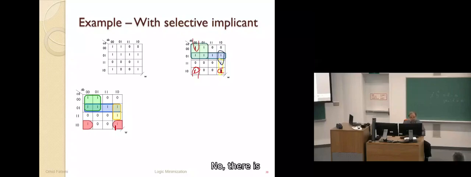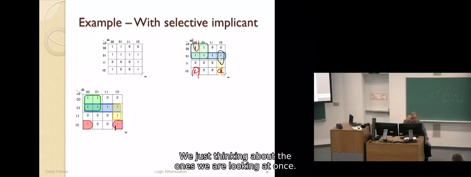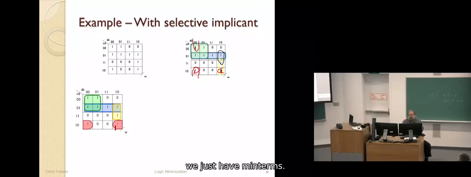I think I would see it in the equation format. Don't think about the equation. We are just thinking about the ones. We want to cover all the ones, and then we reach the equation later. But now we don't have any equation. We just have min terms. There are min terms here, ones here, that we are trying to cover all of them.